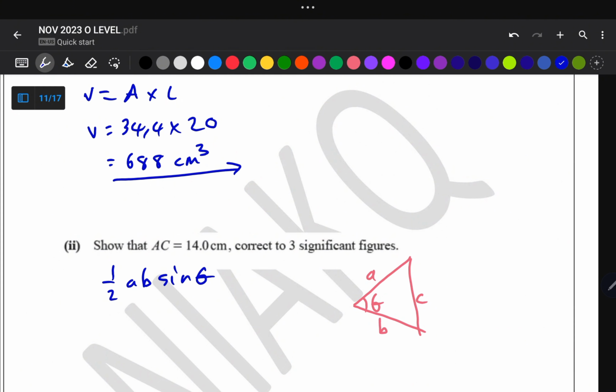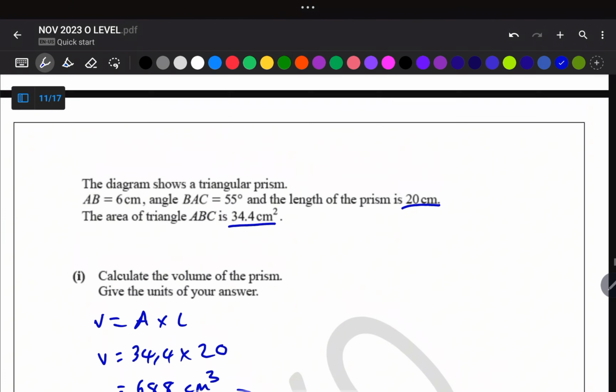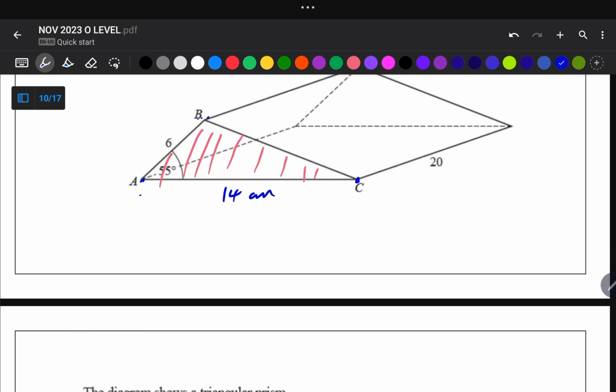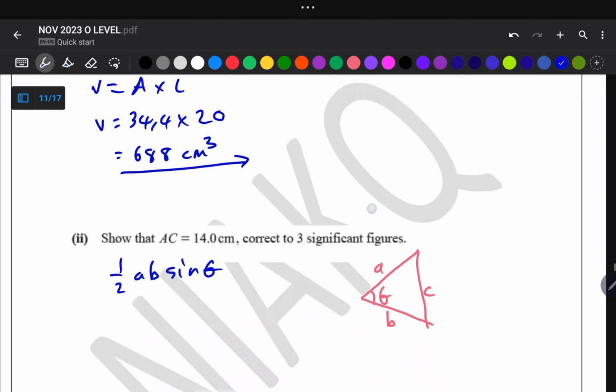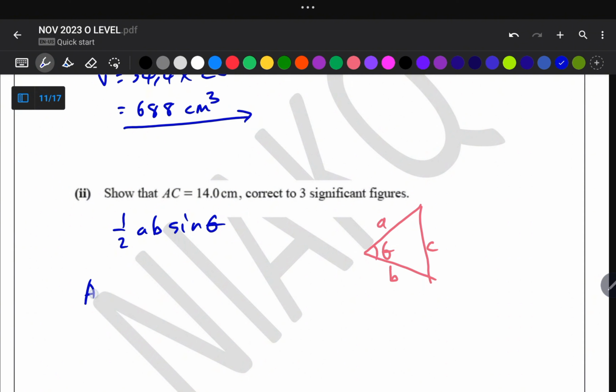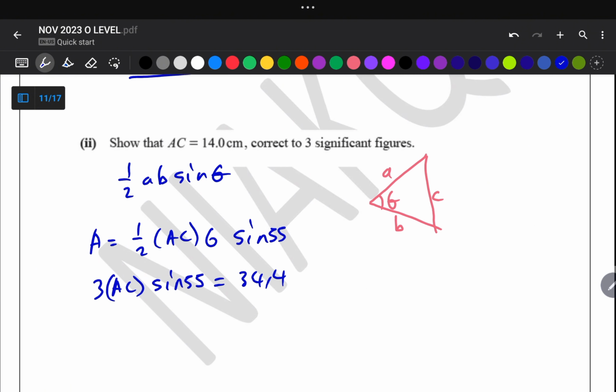Okay, so in this case we are having 6 and AC. So you can now say area is equal to half AC multiplied by 6 sine of 55, and our area is equal to 34.4. So we can now say half of 6 is 3, so 3 AC sine 55 is equal to 34.4.